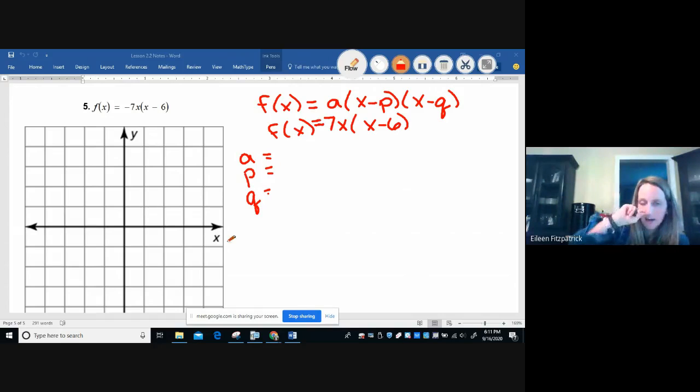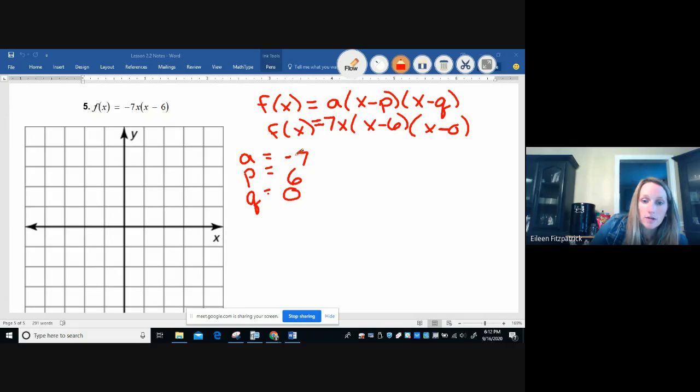The a value is a negative 7. You can see over here it's a negative 7. The p value, what number was plugged in for p? A positive 6. And the q value, well, there is none. So you could write it if you want as x minus 0. That holds no value. The q value is a 0.